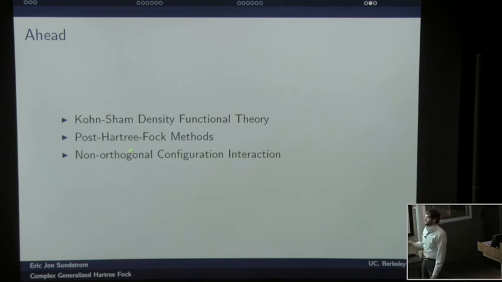So doing that means that we have a denser manifold of states, which means maybe we need to include less of those states to get a lower variational energy, at least for our ground state.